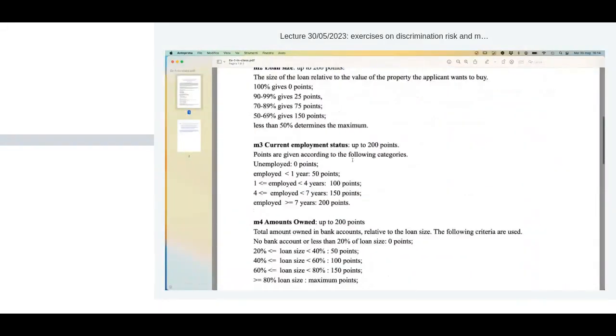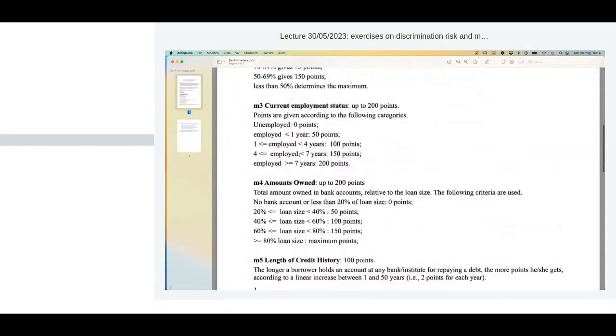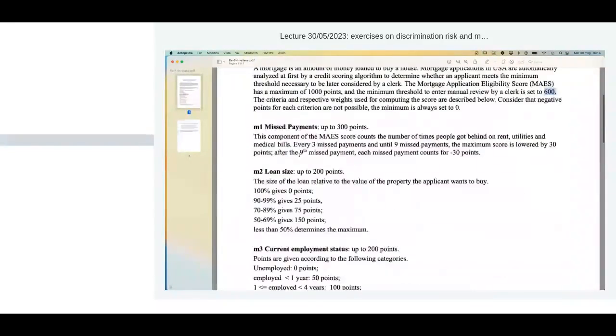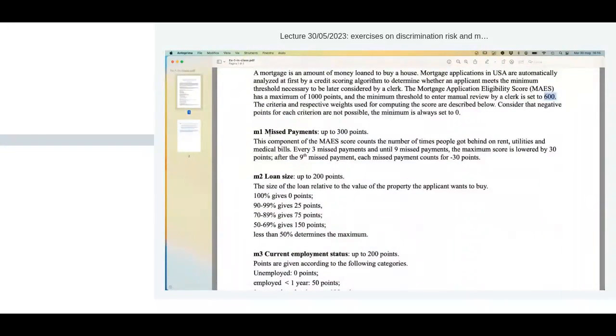So there are a total of 5 criteria. The first one is missed payments. It is up to 300 points. This component counts the number of times people got behind on rent, so they couldn't pay rent, utilities, and medical bills. Every 3 missed payments and until 9 missed payments, the maximum score is lowered by 30 points.